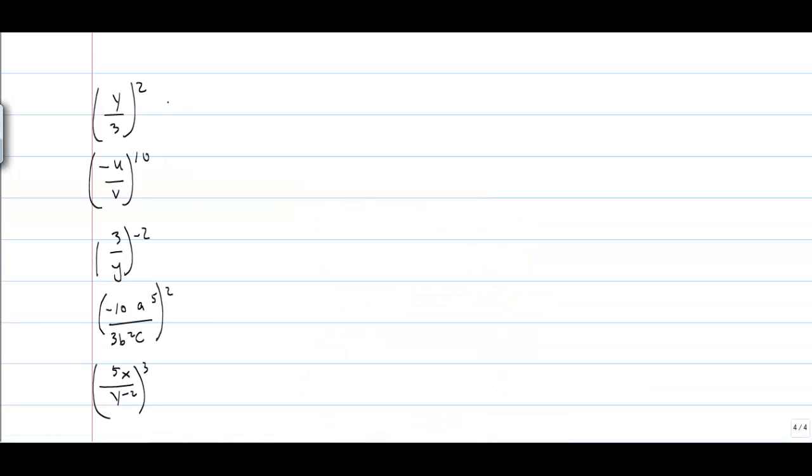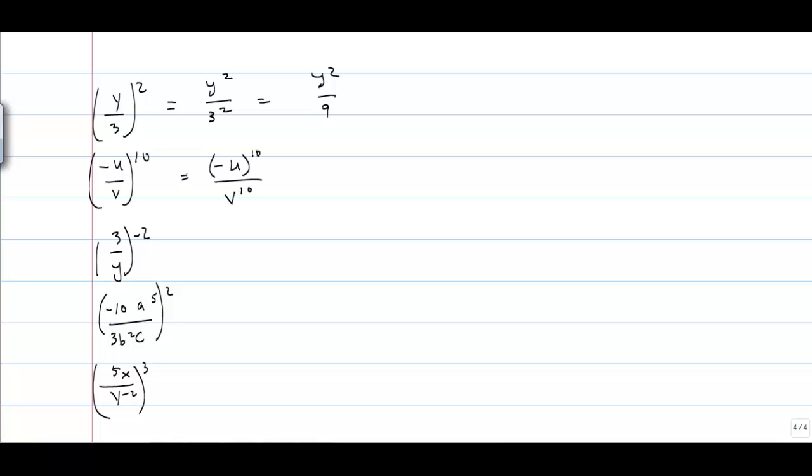If I have y over 3 to the 2nd power, that's simply y squared over 3 squared, or y squared over 9. This is another problem that people will make mistakes with. That negative u is raised to the 10th power. Do not move the u to the denominator. It's only if the negative sign is in the exponent that it moves.